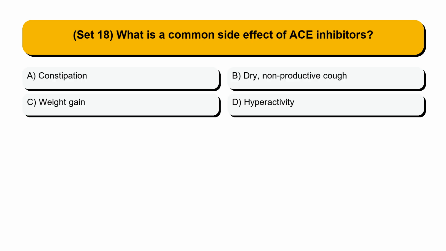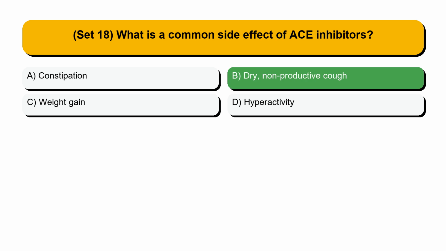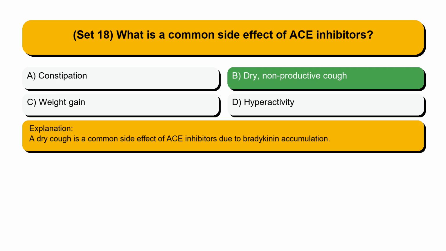Question 18. Set 18. What is a common side effect of ACE inhibitors? Option A, constipation. Option B, a dry, non-productive cough. Option C, weight gain. Option D, hyperactivity. The correct answer is option B, dry, non-productive cough. A dry cough is a common side effect of ACE inhibitors due to bradykinin accumulation.